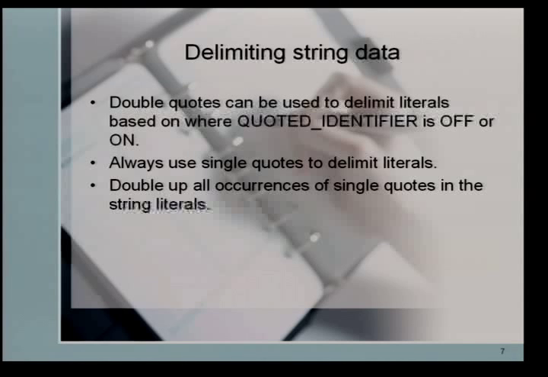Delimiting string data. These are like constant strings. Again, even here, you can either use double quotes or you can use single quotes. Just like before, double quotes is based on this connection-based setting. So if the setting is on, then you can use them as the delimiters. If it is off, then you cannot use it. But you can always use single quotes as the delimiters for string data. And any occurrences of single quotes within the string data, you just need to double them up.